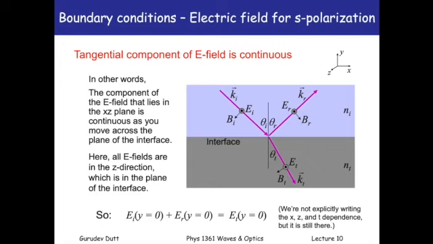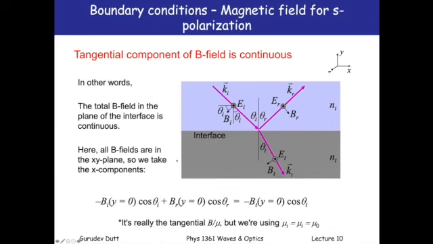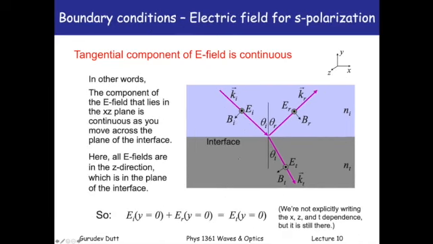Since the component of the field that lies in the XZ plane, that is the plane of the interface, which is tangential to the interface, is continuous as you move across the plane of interface, we can immediately write down that the E fields are all in the Z direction, which is in the plane of the interface. Therefore the sum of the E components along the Z direction just before the interface, just before Y equal to 0, that is EI plus ER, must be equal to the transmitted field ET at Y equal to 0.